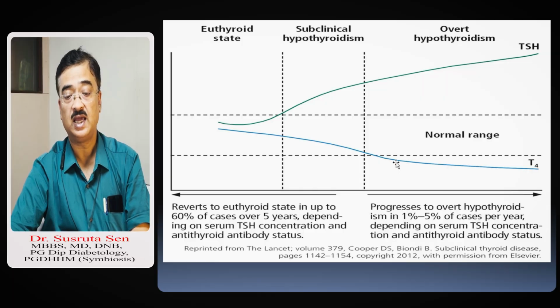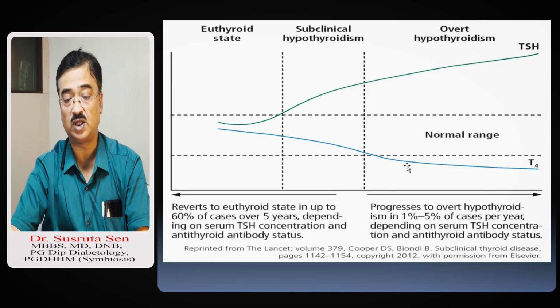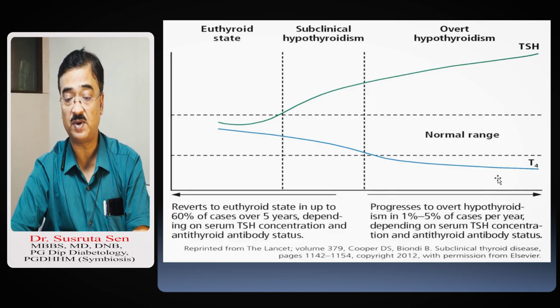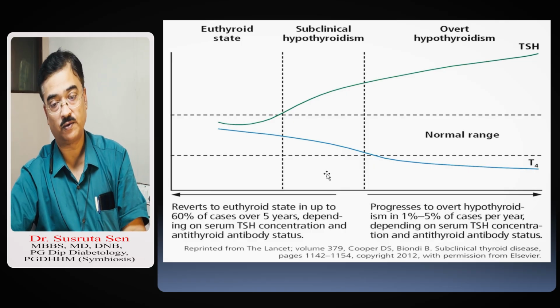With time, again, the thyroid loses its capacity to release more and more T4. Therefore, TSH goes on giving more and more push to the thyroid gland. But if, despite that, they cannot produce adequate T4, then this condition is called overt hypothyroidism, with a high level of TSH and less than normal level of T4 or FT4.